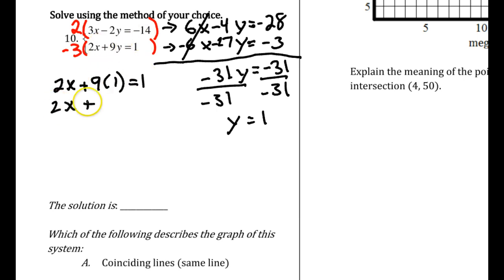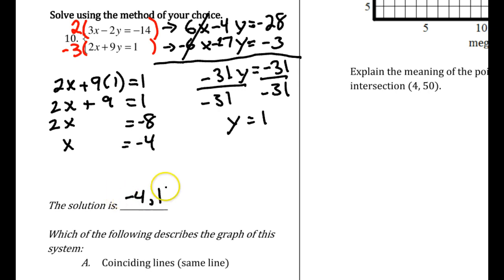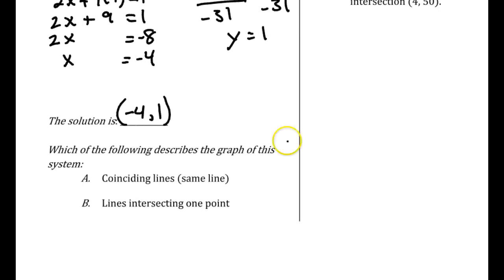So we got 2x plus 9 is 1. That means 2x after I subtract 9 on both sides. 1 minus 9 is negative 8. And after I divide by 2 on both sides, I'll have negative 4. We got negative 4, positive 1. And those are intersecting points. So if I graph these two lines, negative 4, comma 1, they would intersect somehow like this, going through that point.